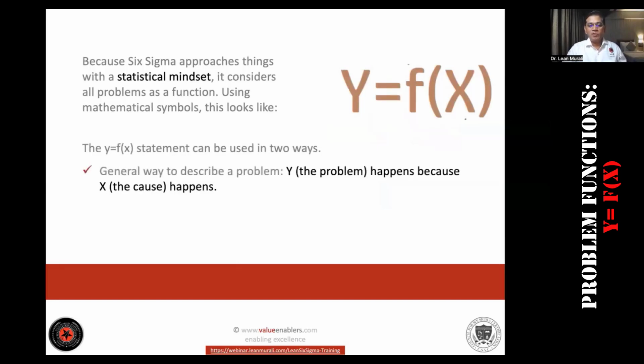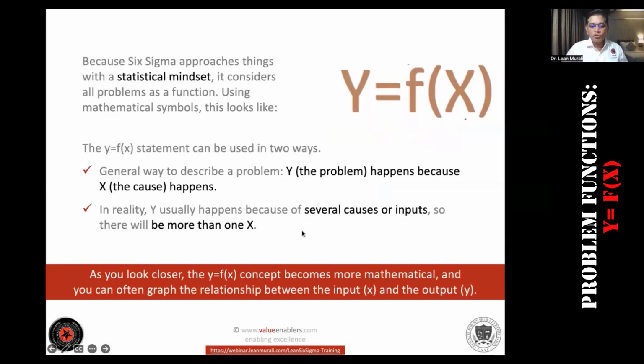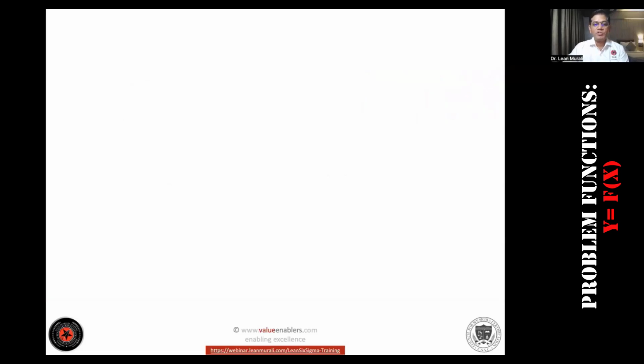Then you have two ways, the problem and the causes. In reality, y usually happens because of several causes or inputs. As you look closer, the y is equal to f of x concept becomes more mathematical, and you can often graph the relationship. That's when I said you can always do a graphical representation.